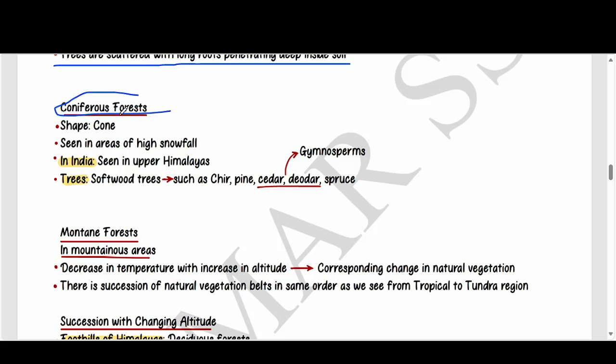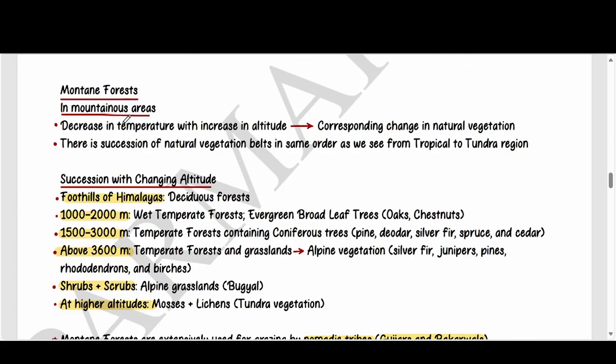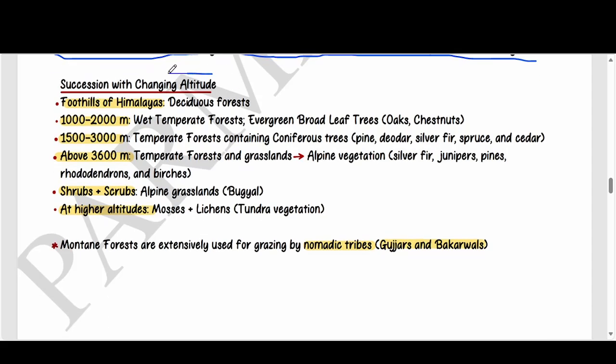Coniferous forest, cone shaped, seen in areas of high rainfall in India, upper Himalayas. Softwood trees such as chir, pine, cedar, deodar, cypress, gymnosperm. Mountain forest: in mountain areas, temperature decreases with increase in altitude, with corresponding changes in natural vegetation. There is a succession of natural vegetation belts in the same order as we see from tropical to tundra region.